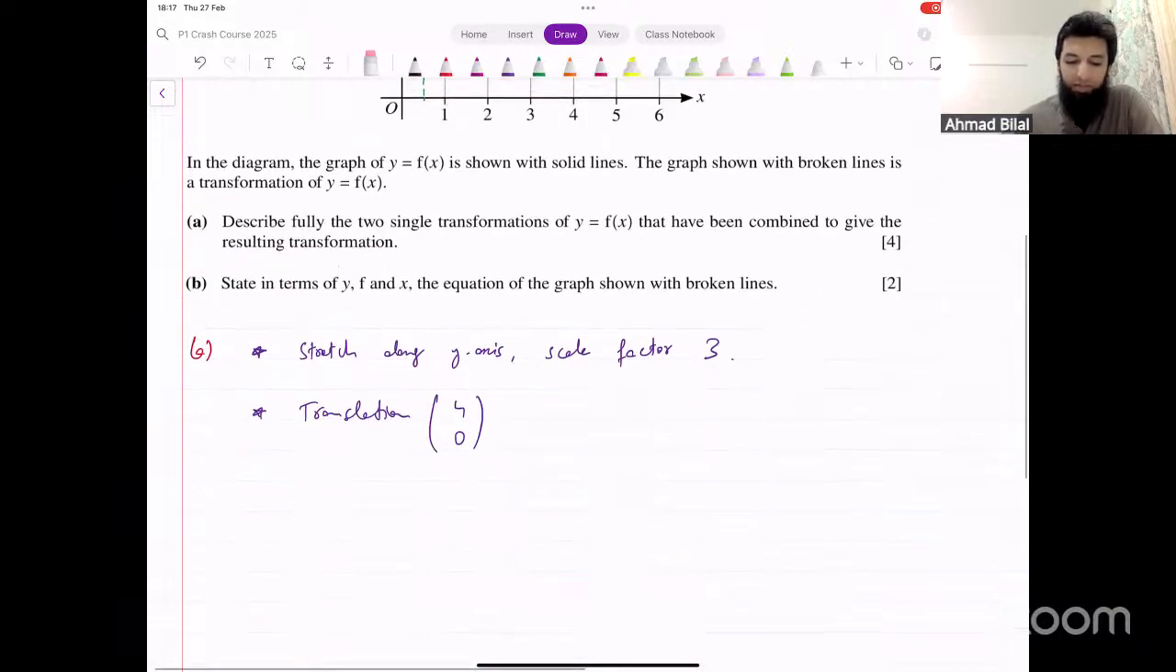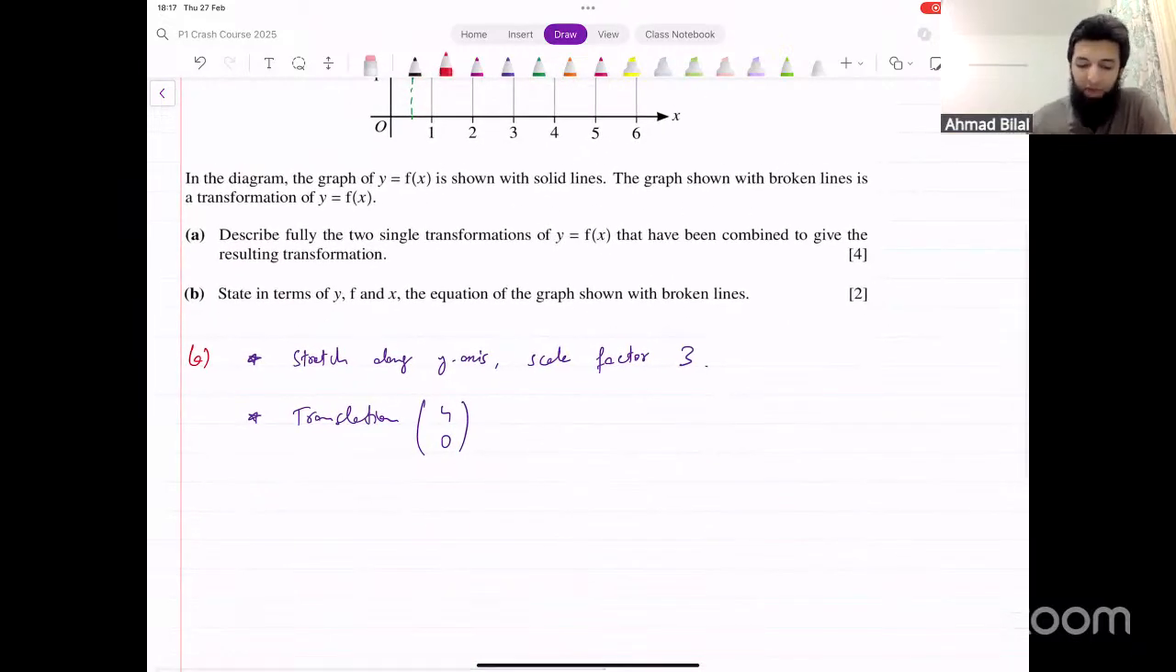Now the second part says, state in terms of y, f, and x the equation of the graph shown with broken lines.